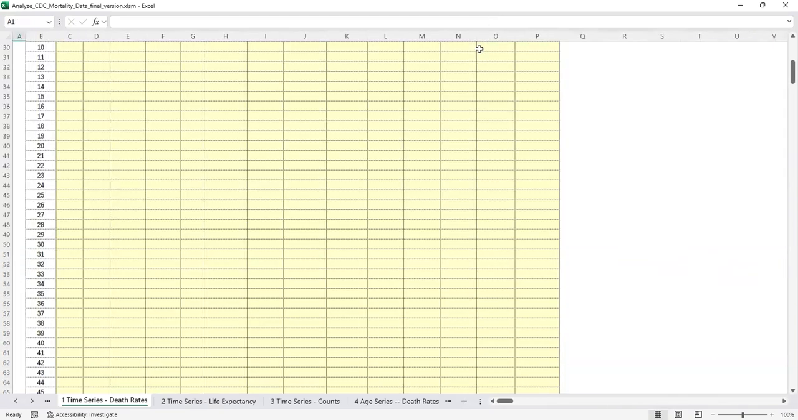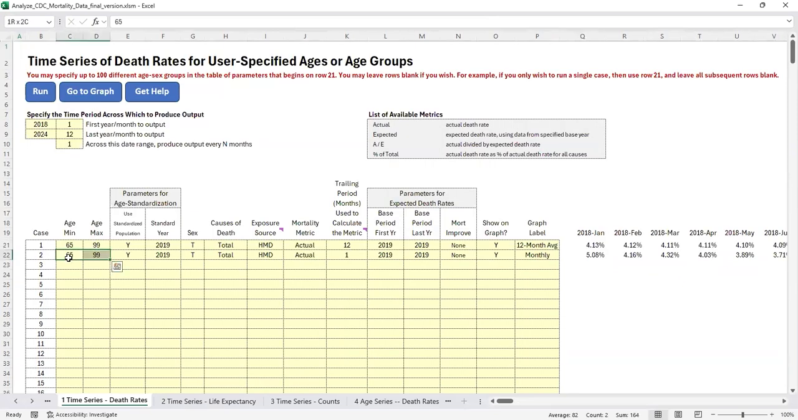Let's do one more run here. Let's look at another metric. Let's look at actual divided by expected. For expected, we're going to use 2019 data to define the expected death rate. So 2019 data will be used to define our expectations. Let's change the label on the graph to A over E, and let's run again. And let's look at the graph.